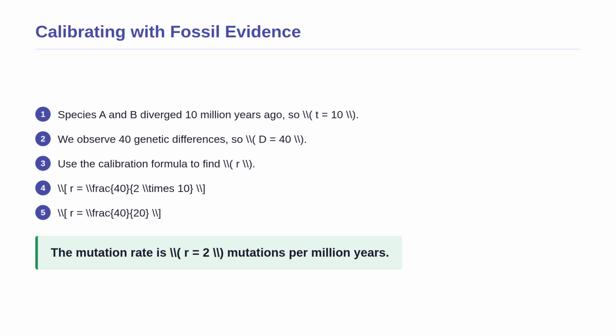We take our calibration formula and plug in the known values. The total differences, D, is 40. The time, T, is 10 million years. The denominator becomes 2 times 10, which is 20. Dividing 40 by 20 gives us exactly 2. This means the genetic clock for this specific group of organisms is ticking at a constant rate of 2 mutations per million years per lineage. Finding this rate is the critical first step to unlocking the rest of the evolutionary tree.